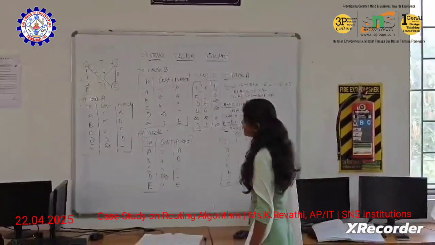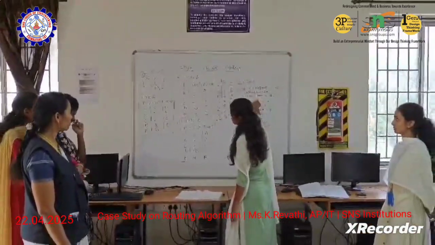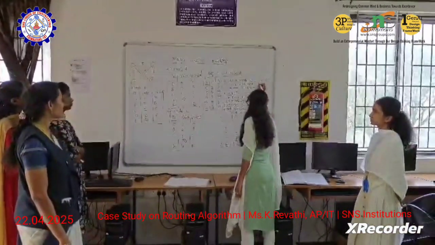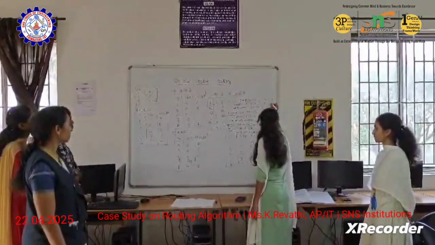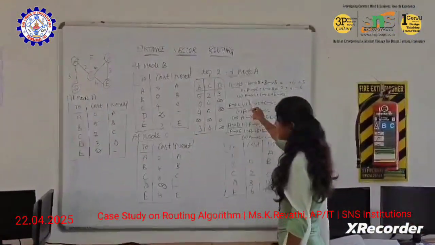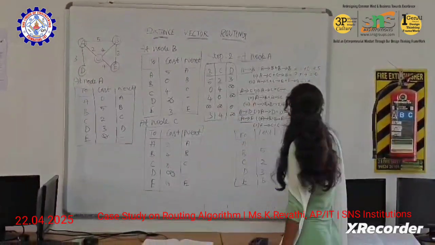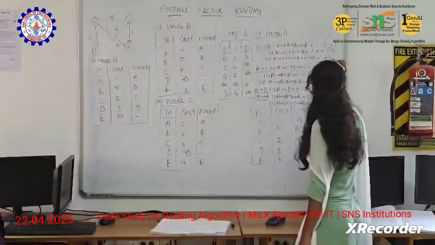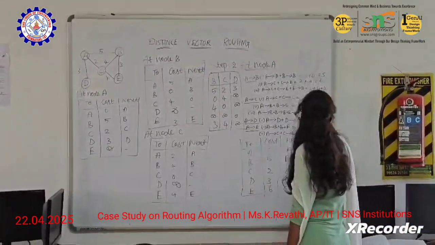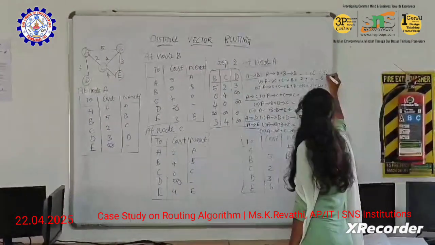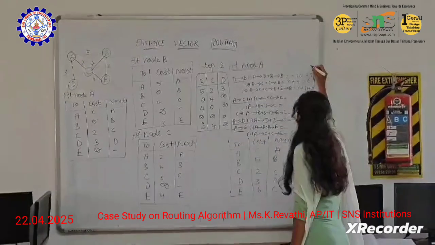The next possible path is A to C and C to B. The distance between A to C is 2 and C to B is 4, so the value is 6. The next possible path is A to C, C to E and E to B. A to C is 2, C to E is 4 and E to B is 3. So we have to calculate the minimum of these values. The minimum is 5.